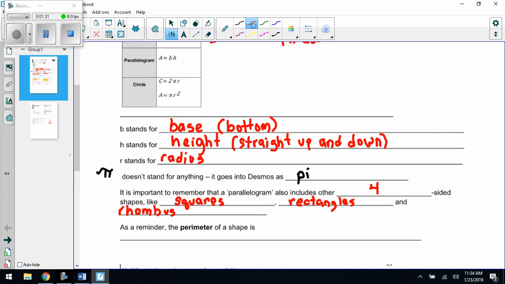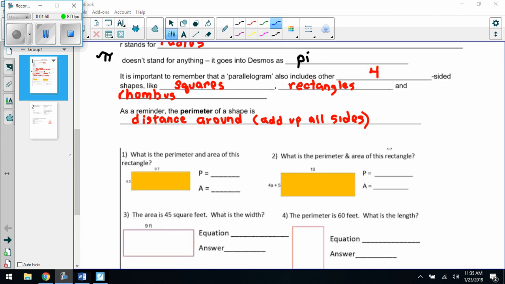As you'll see throughout this task, you'll not only be asked to solve problems that include area, but also perimeter. Perimeter and area go hand in hand. So as a reminder, the perimeter of a shape is the distance around, and to find that, you would add up all the sides. So let's do a few examples.